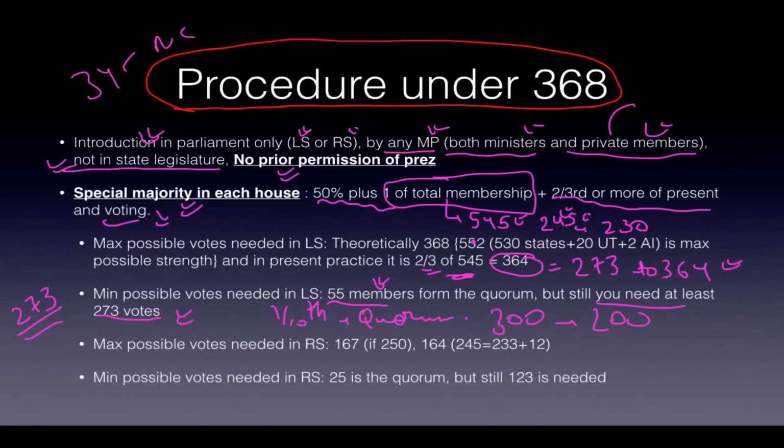But theoretically, since 552 seats are possible, do you know that earlier there were only 525 seats in Lok Sabha, and by a constitutional amendment act it was increased to 545? I don't think many of you will know this. Anyway, out of 552, 530 comes from states, 20 from union territory, and 2 from Anglo-Indian community. It is the maximum possible strength, but in present practice it is 545. So at least 273 is the minimum number of votes and 364 is the maximum number of votes.